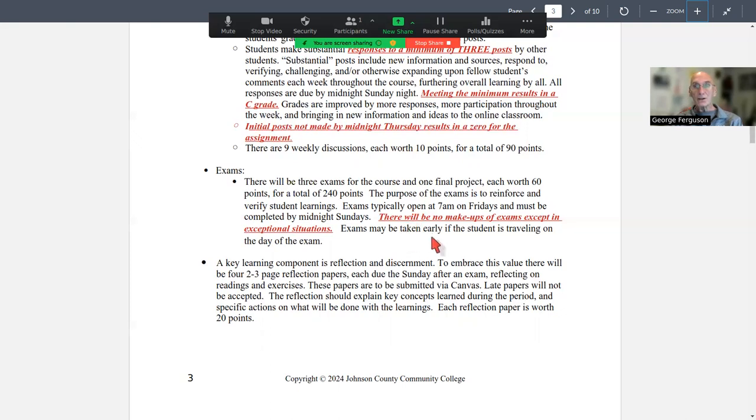As it says here, there'll be no makeups. In other words, you have an exam scheduled for Friday, you forget about it, you go back on Saturday or Sunday, you'd like to get a makeup, won't happen. If you are traveling and something is coming up, you want to take it early, you can do that. Contact me. We'll see what we can do to work things out.